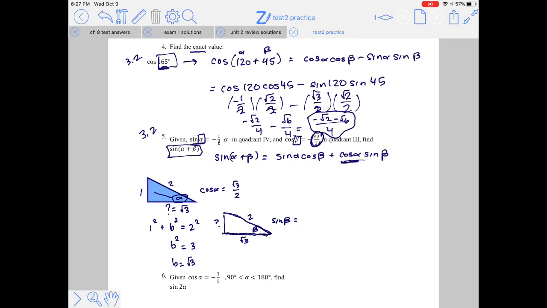It turns out to be one of our special angles. But if you didn't happen to recognize that straight up, you could still use the Pythagorean theorem. You could say that a squared plus square root of 3 squared equals 2 squared. So a squared plus 3 equals 4. Subtract 3 and we get a squared equals 1. So a equals 1. Now opposite angle beta would be 1 over 2. But where is angle beta? Quadrant 3. So we've got to make it negative 1/2, because in quadrant 3, only the tangent and the cotangent are positive.